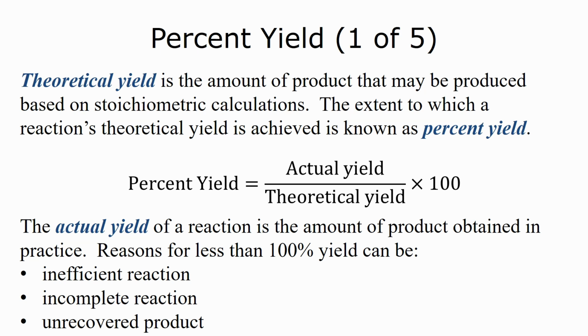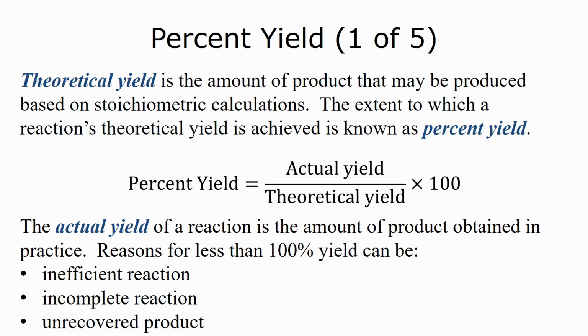Now, the reasons for less than 100% yield could be the reaction was inefficient, it may have produced other byproducts, it was an incomplete reaction, it may not have been given a chance to go to completion, or there was some unrecovered product, or product is lost, spilled, or otherwise unrecoverable.